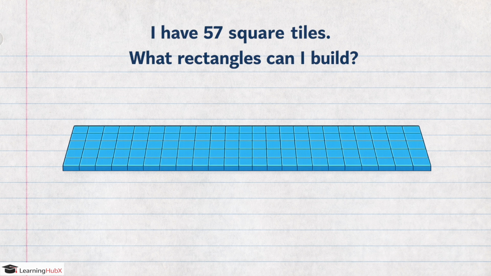Now let's try something different. I have 57 square tiles. What rectangles can I build? First, let's start the same way we did before. We're looking for numbers that multiply together to make 57. 1 times 57 equals 57. So 1 and 57 are factors, but we don't stop there.